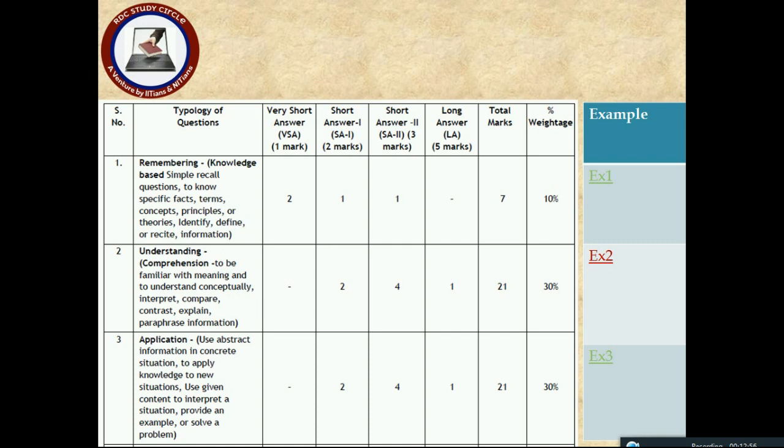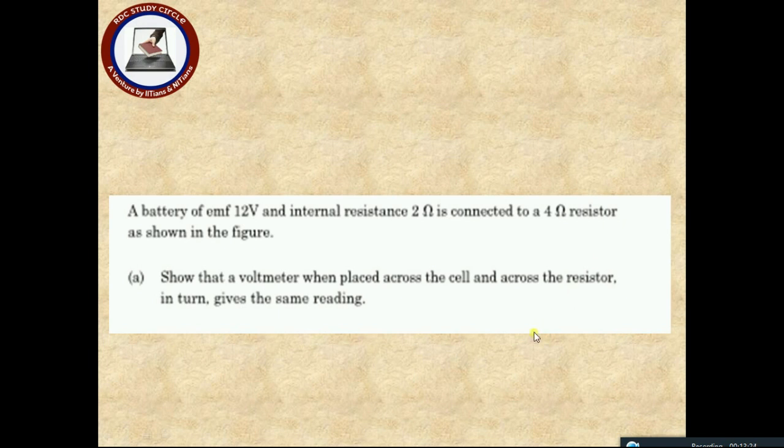The second category of question is based on understanding, and here the ability of comprehension and to be familiar with the meaning and to understand any theory and concept, interpret, compare or contrast, explain some concept or paraphrase some information, and the weightage of such questions is 30%. Let's see an example of a question based on understanding: a battery of EMF 12 volt and internal resistance 2 ohm is connected to a 4 ohm resistor, so that the voltmeter when placed across the cell and across the resistor gives the same reading. Here understanding of electrical circuits and voltage drop across a resistor is tested.